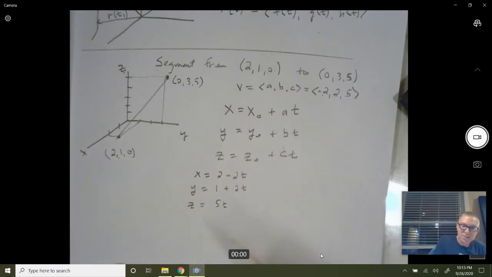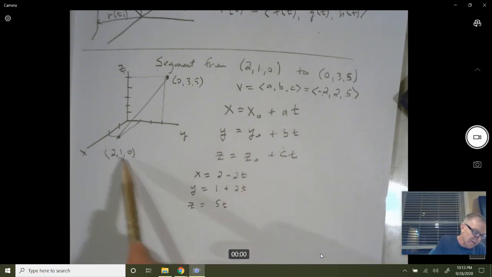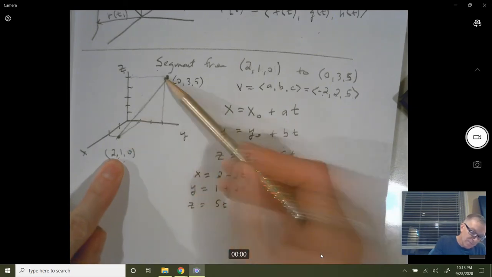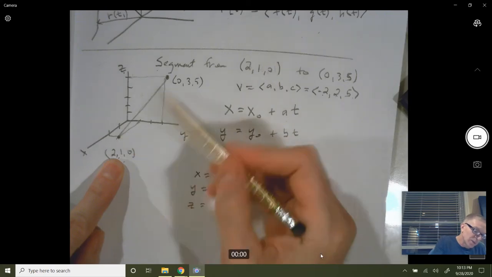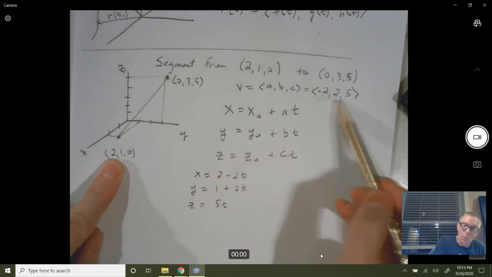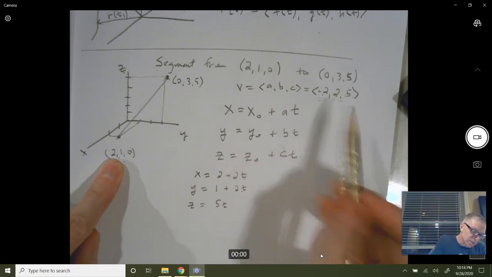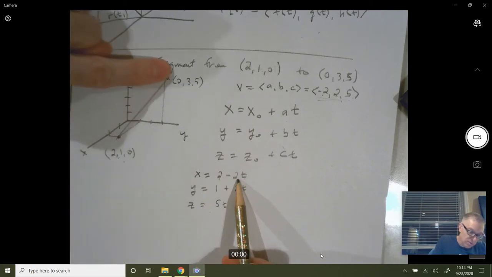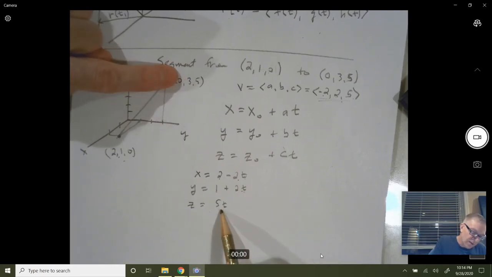Okay, so as you can see, when t is equal to 0, we're at the point 2, 1, 0. We're right here. Now, when we've traveled this vector from here to here one time, so basically when t is 1, we're going to go from this point to this point, because basically we've added this vector one time. Okay, so when t is 1, we're going to be at 2 minus 2. Our x value is 0. When t is 1, we're going to be at 1 plus 3. That's going to get us here. When t is 1, we're going to be at 5.